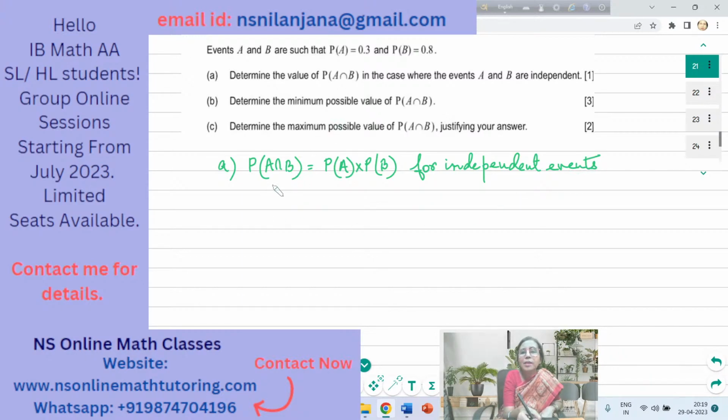So since they are independent, we can write this as 0.3 times 0.8, which is equal to 0.24.